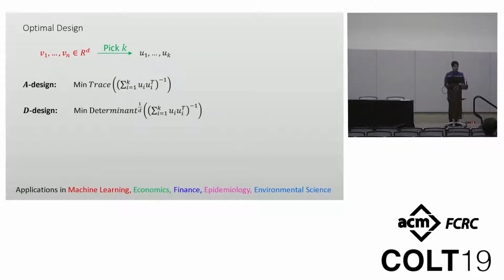So in A-optimal design, we are given n vectors in d dimensions and a budget k. We want to pick k of these vectors such that the trace of the covariance matrix is minimized. In D-optimal design, again, we are given n vectors. We want to pick k vectors such that the determinant of the covariance matrix is minimized. For normalization purposes, we have this 1 over d in the exponent.